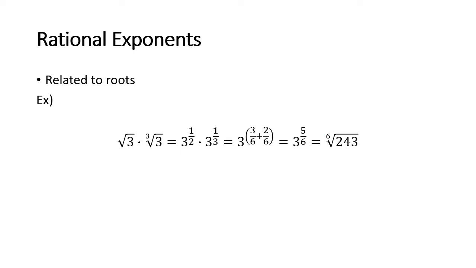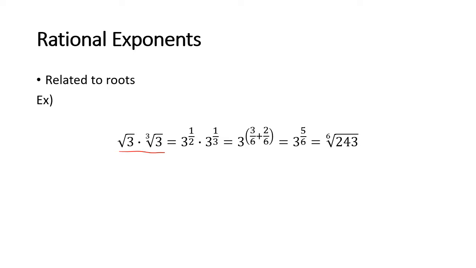And how they're related to roots, again, this here, we don't really know how to do this. We can't multiply two different index radicals. So we have a square root of 3 times a cube root of 3. It doesn't make a ton of logical sense, the process for which you can multiply those two together. The key for doing this is rational exponents.